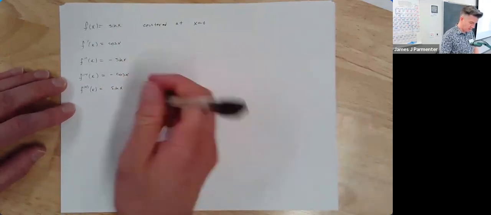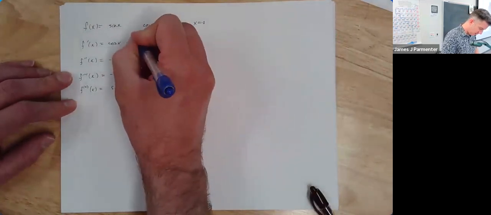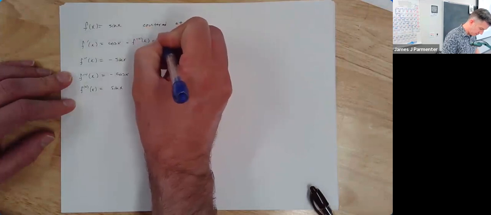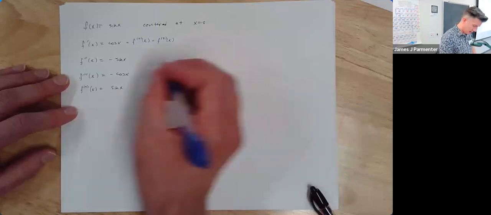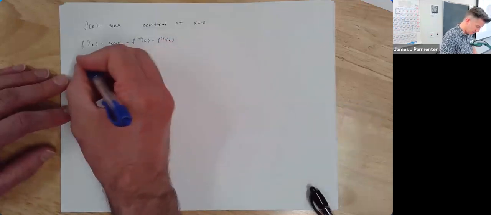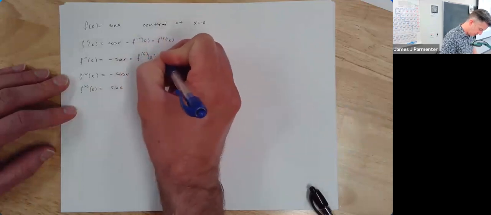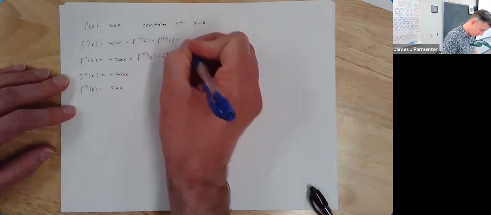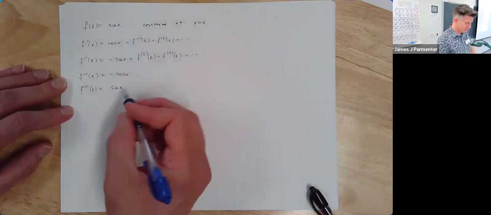So then I know that cosine of x is also my fifth derivative. It's also my ninth derivative. Any other multiple of 4 plus 1. And negative sine of x, in addition to being my second derivative, is also my sixth derivative. It's also my 10th derivative. And so on here, right? This would be the 7th and the 11th.